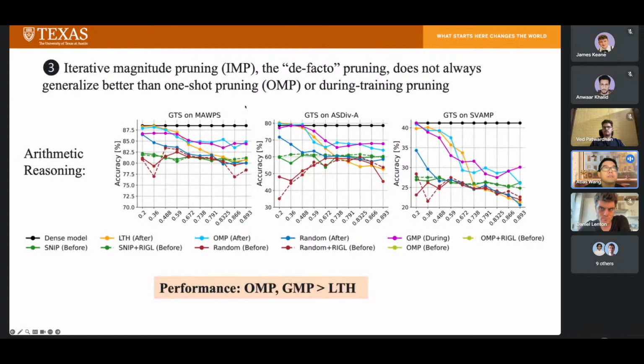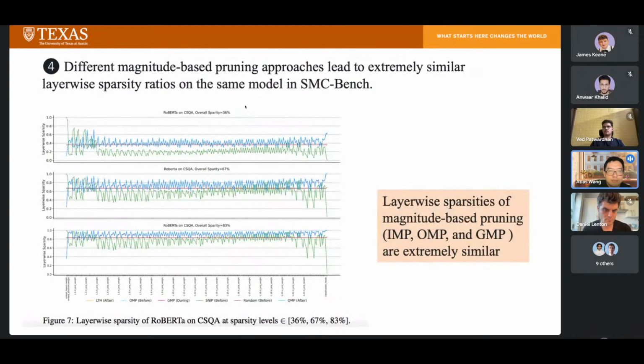The third observation is that iterative magnitude pruning, the de facto method we look at, and here I mean iterative pruning with retraining, also does not generalize much better compared to the one-shot pruning method, even without retraining. So there is no clear advantage when the model is very complicated, whether you prune and retrain multiple times or one time. That is different from the iterative benefit we always observe at ResNet scale. And the last thing we find is that from all the pruning methods we have observed, which are basically utilizing magnitude or gradient-based information, we find that they converge to extremely similar layer-wise sparsity ratio distributions.